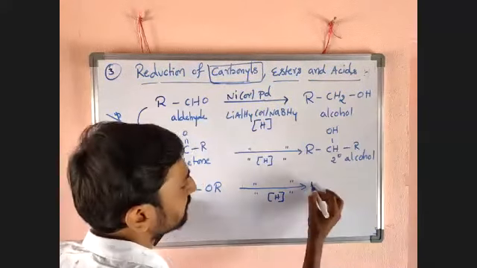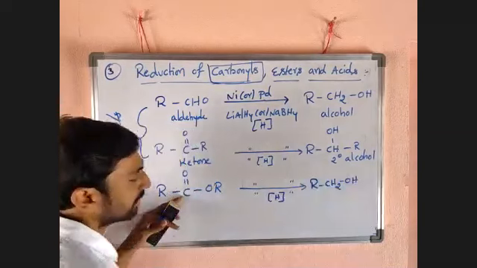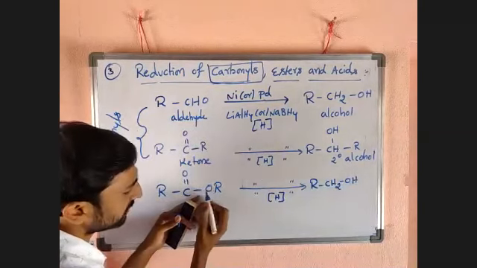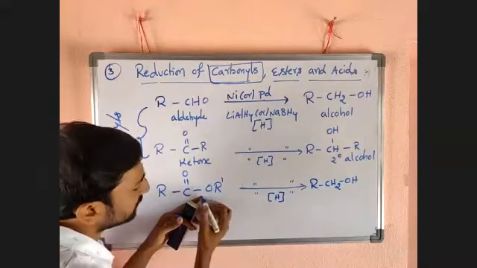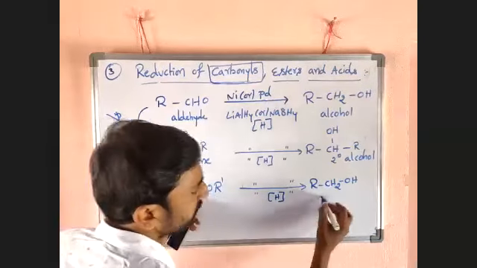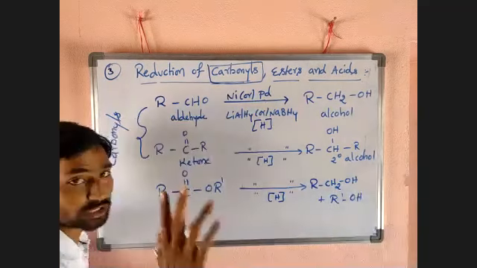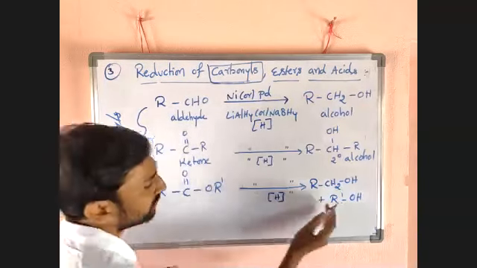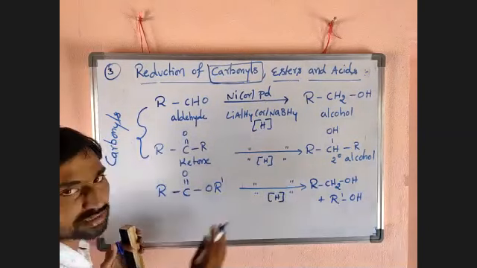Now the product is RCH2OH, one alcohol. After cleaving this one, it also gets one H, so it will get R dash OH. So an ester gives two types of alcohol. OR will convert into one type of alcohol, and the remaining part of the ester will convert into another type of alcohol.